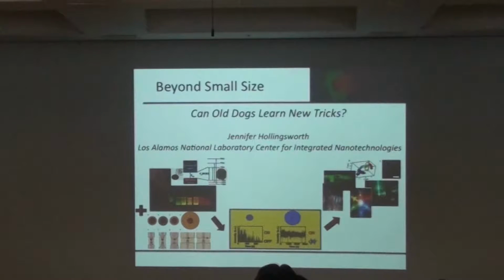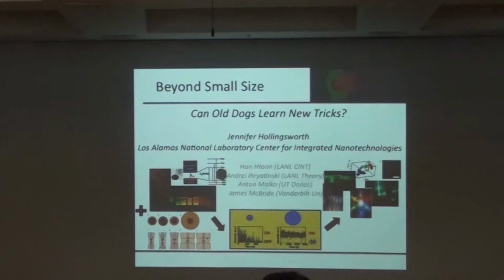Okay, so everybody knows you can control the size of a quantum dot and change the semiconductor band gap, but we want to do more than that. We want to teach these things to be even more interesting than they already are.